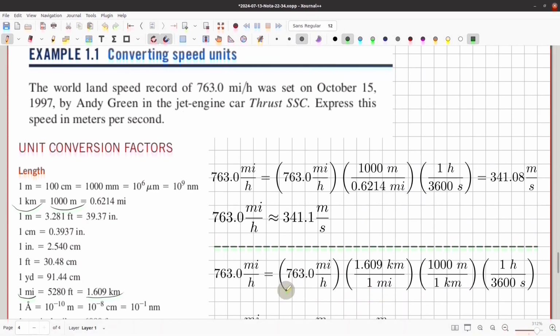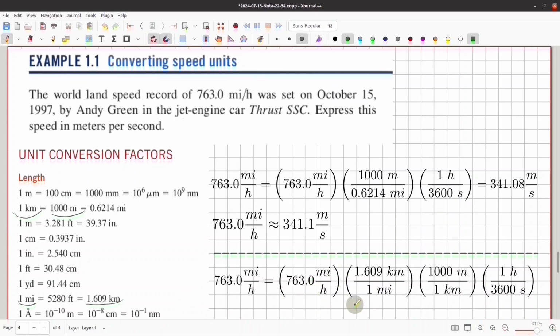We start with our original value, 763.0 miles per hour. First, we multiply by the conversion factor that relates miles to kilometers. We know that 1 mile is equivalent to 1.609 kilometers. We put miles on the bottom, as you can see on the screen, so that it cancels out with the miles in our original value. Now our miles cancel out, leaving us with kilometers per hour.